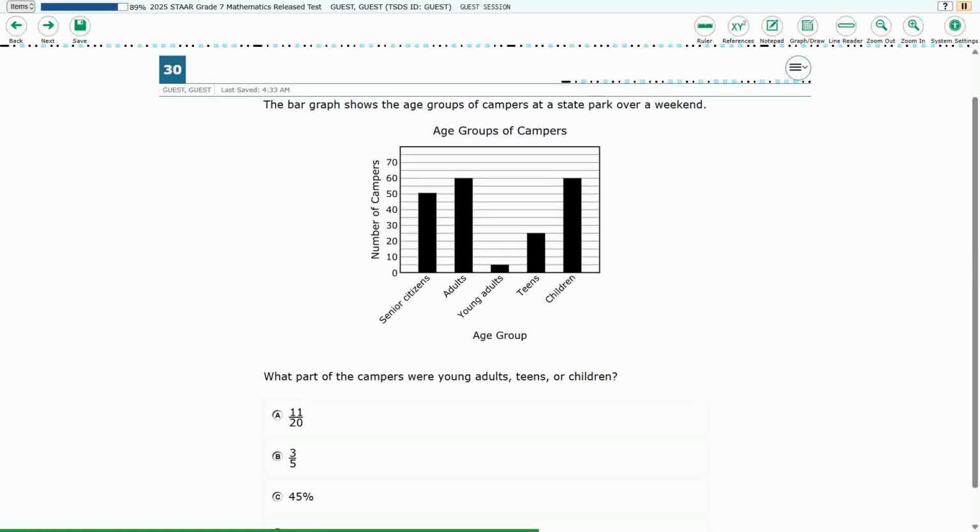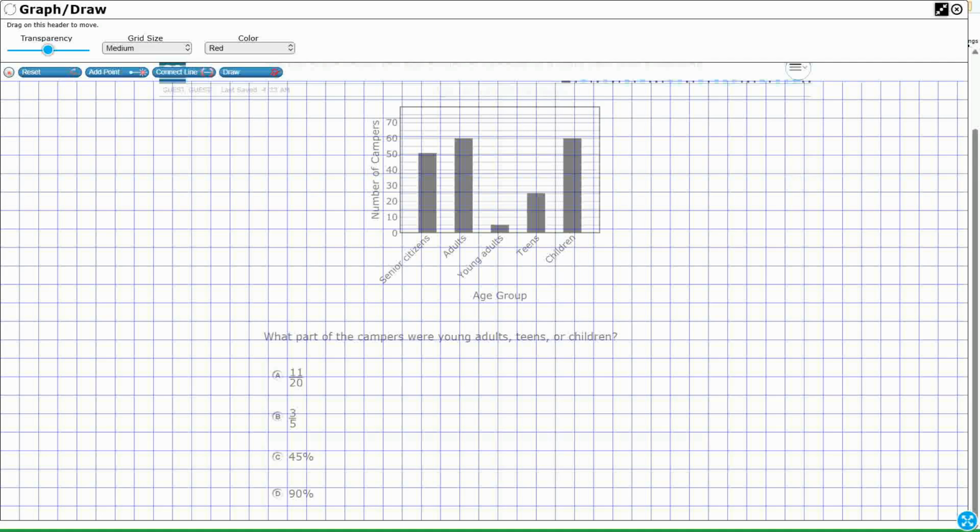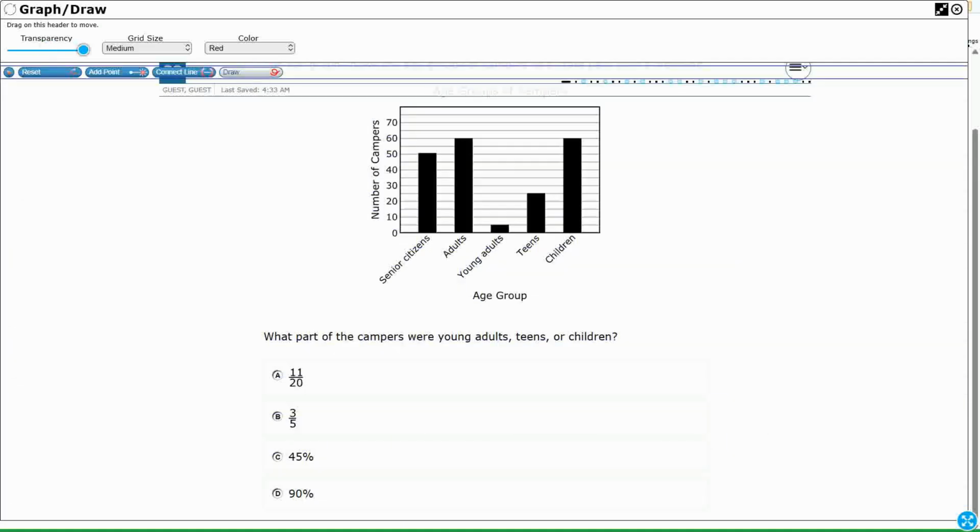All right, so we've got a bar graph here, and we chose the age of groups of campers, and I'm going to move this down so we can just see our four answer choices. It seems like a pretty simple question, but if you look at our answer choices, you'll see two fractions and two percents, so we're going to need to think in both realms here. We're just looking at how many of the campers were young adults, teens, or children.